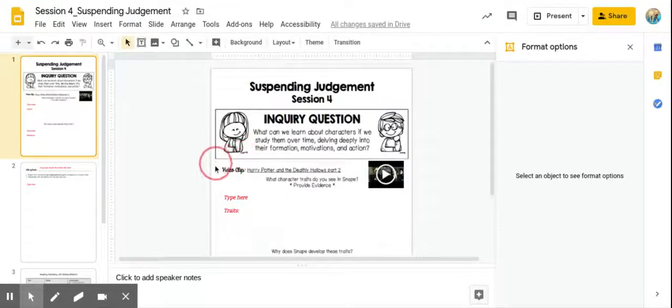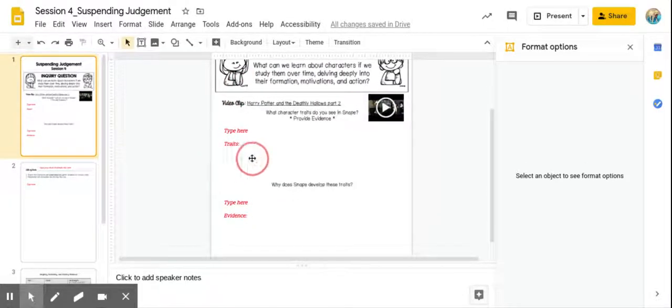So already we see a different side of Snape in this video clip, right? We start to see that he's not just cruel and mean. He has a whole other side. So take a second and fill in: what character traits do you see in Snape? And think also about why you think Snape has developed some of these traits. Today you're going to be thinking about Professor Snape and filling in this first page of our Google slide.